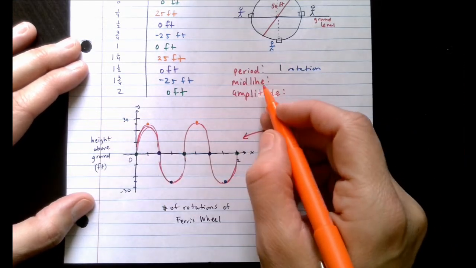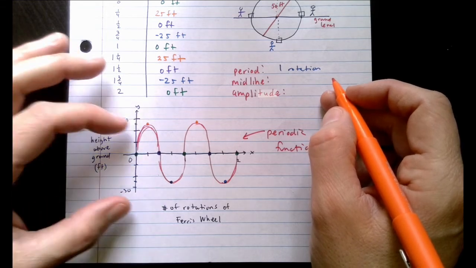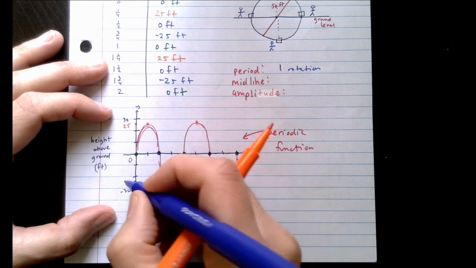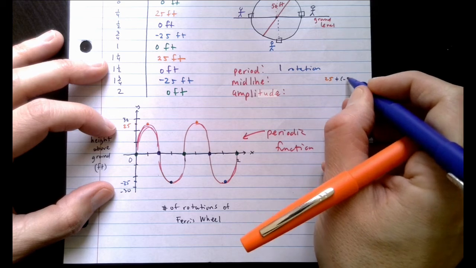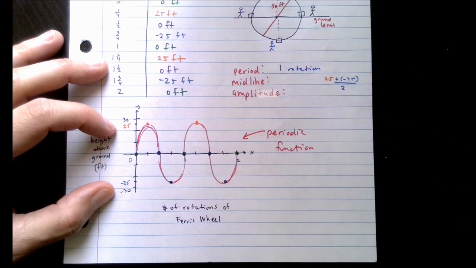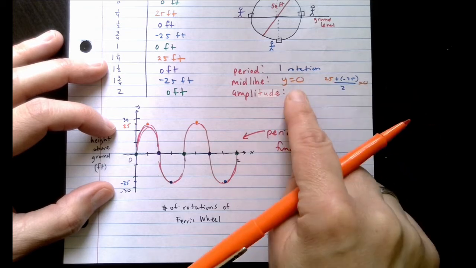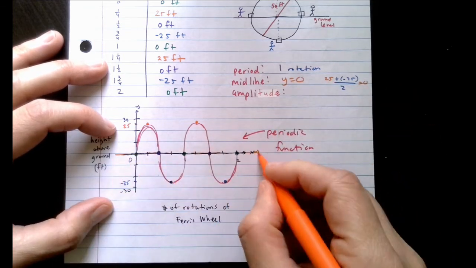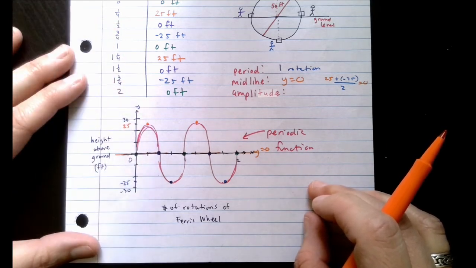Look at our midline. Now remember, the midline is the average between the maximums and the minimums. So the maximum value is 25. The minimum is negative 25. So if we do 25 plus negative 25 and we divide that by 2, we get 0. That means the midline is the horizontal line y equals 0. Well, that's the x-axis. It's the midline. So that divides the graph equally above and below.